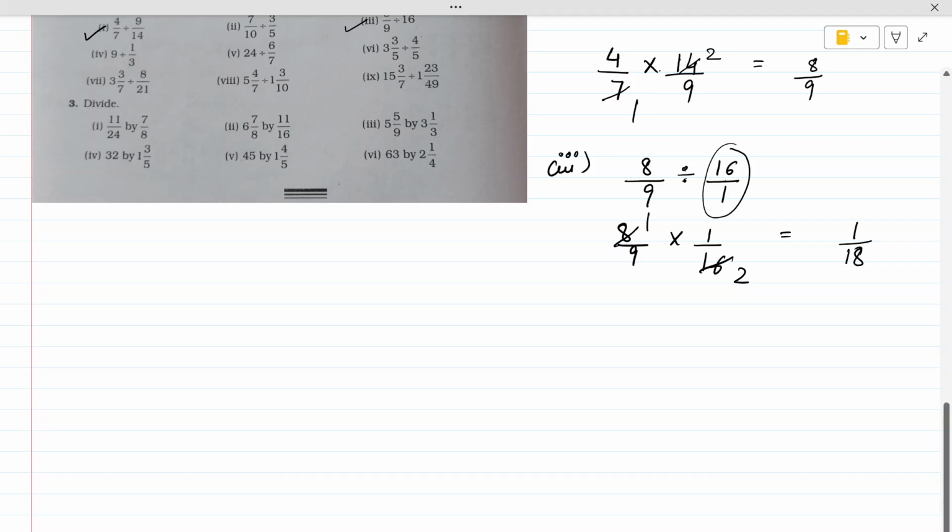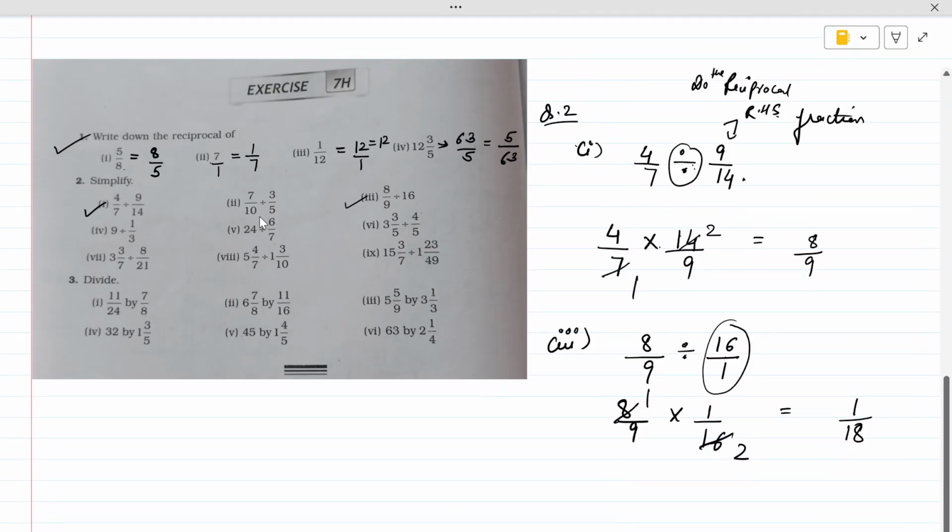Okay, so kids, the same thing you have to follow in all the fractions here. Just change the divide to multiply and change the right hand side fraction. Similarly, you have to do all these questions I am marking. And now let me pick one question for you. Let me pick this last question, 8th.